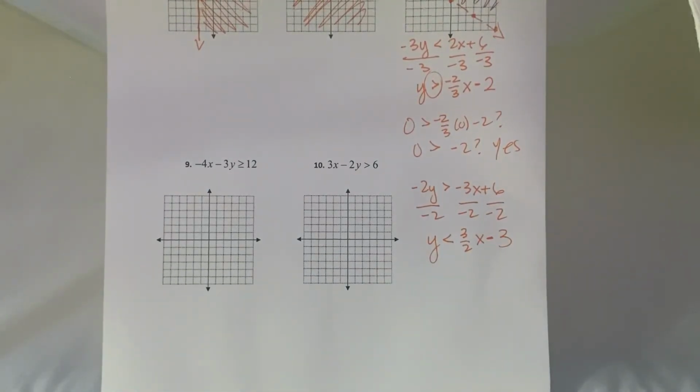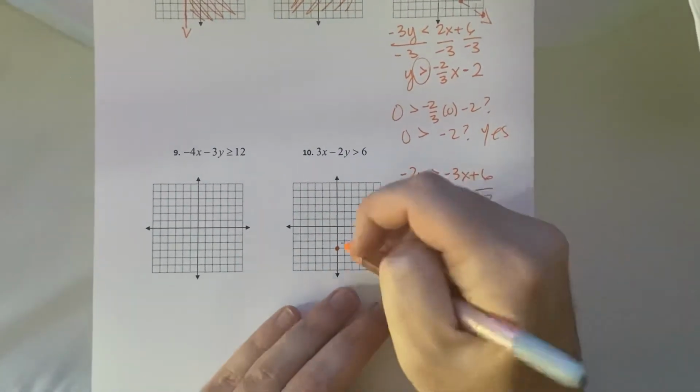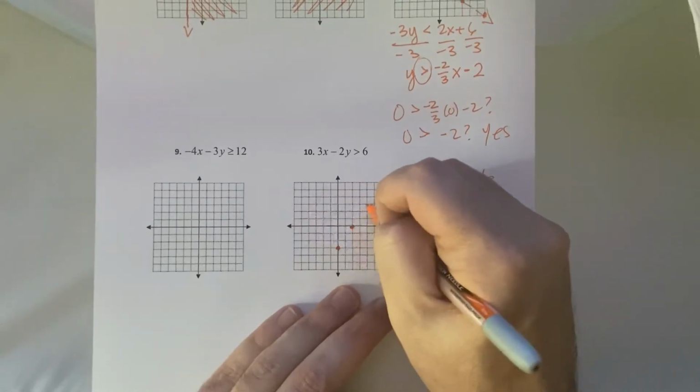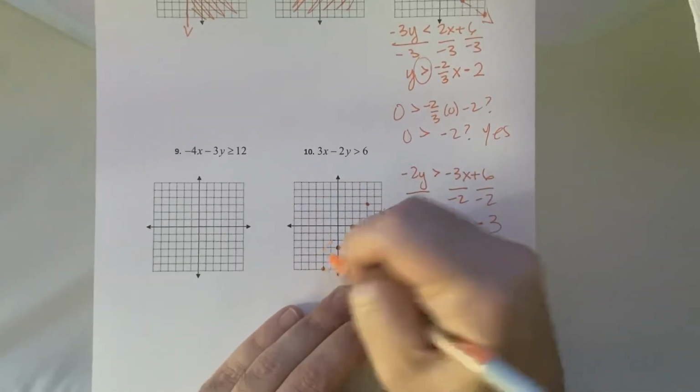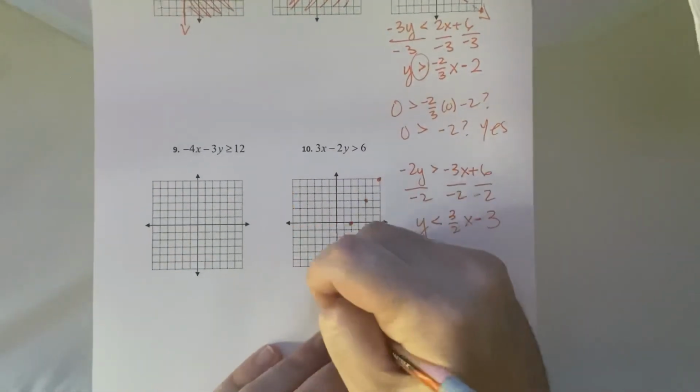So I graph y equals 3/2 x minus 3. So we start at -3. Rise over run, 3 over 2. Up 3 over 2. Down 3 to the left 2. From here again, it's only a less than, so dotted line.